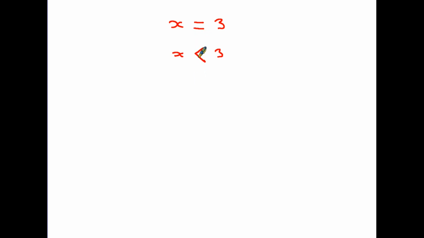Now this symbol, which has the smaller side, if you like, the pointed side pointing at the x and the wider side pointing at the 3, means less than. So in this situation, x is less than 3. Now we are talking about integers, whole numbers here, not decimals. So when we look at the possible values of x, well, x could be equal to 2, or 1, or 0, or -1, or in fact any number that is less than 3.